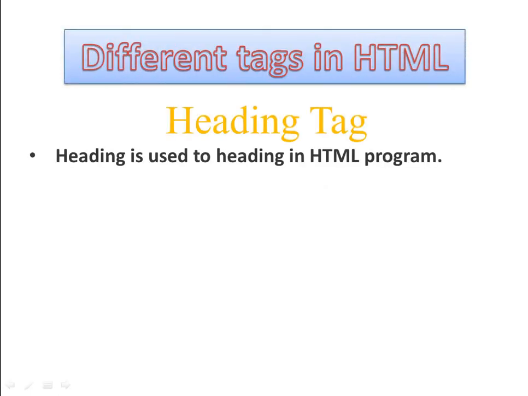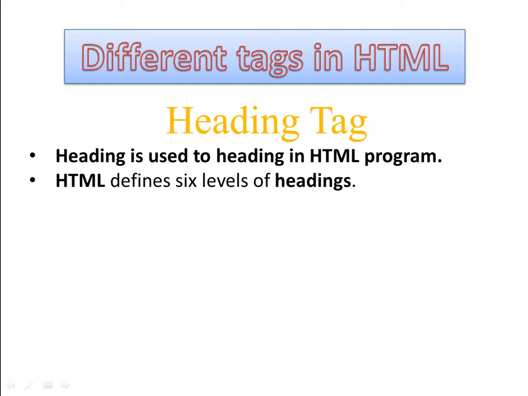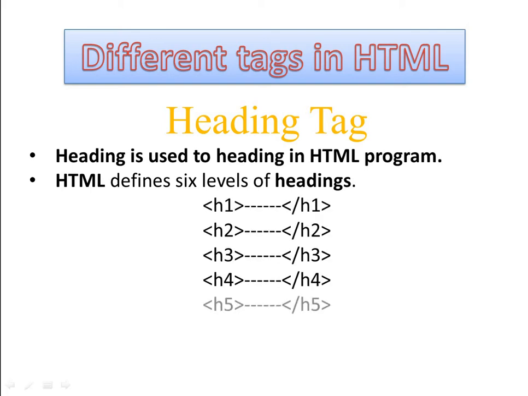Now to begin with heading tag. So what is heading tag? Heading tag is used to create headings in an HTML program. HTML defines 6 levels of heading tags. It starts with H1 and ends with H6. There are 6 types of tags in heading tag. So first of all, start with the H1 tag. H1 is the highest level of tag and H6 is the least level of tag.